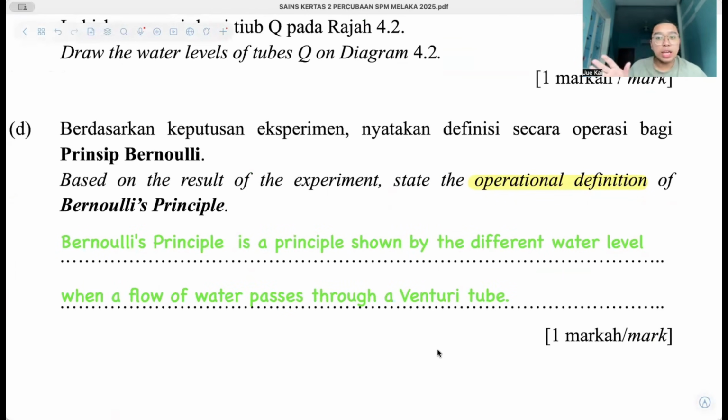Operational definition, you cannot memorize. Operational definition, firstly, do more exercise. Secondly, it depends on the situation. You cannot memorize operational definition because different question, different operational definition. Okay? If you are done, raise your hand. Okay, so let's see the last question.